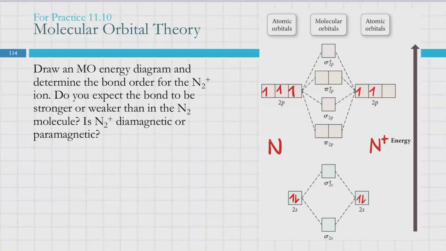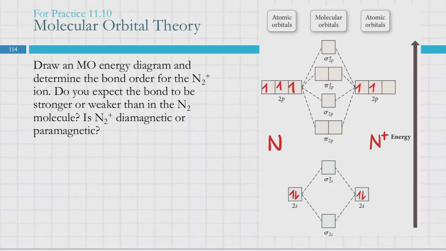We then have to fill in our molecular orbital spots. For the 2s, these both fill up. So the sigma 2s, the sigma star 2s, both fill up. And then up top, we've got 5 electrons to place. So we can place 1, 2, 3, 4 into the pi 2p. And we've got 1 more electron left. That'll go into the sigma 2p.